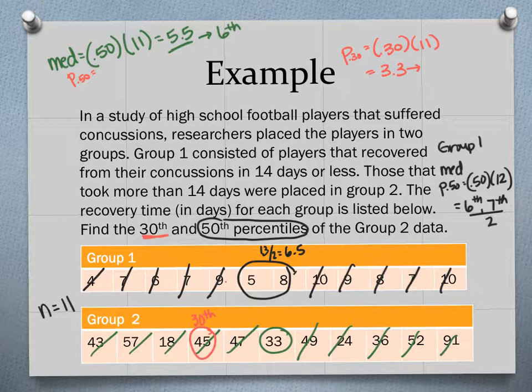To find the 30th percentile for this one, again, we're going to take 0.3. So P of 0.3 is equal to 0.3 times 12. So 0.3 times 12 is 3.6. And again, because it's a decimal, you round it up to the next whole number, which is 4. So the 4th observation, 1, 2, 3, 4. This right here is the 30th percentile.